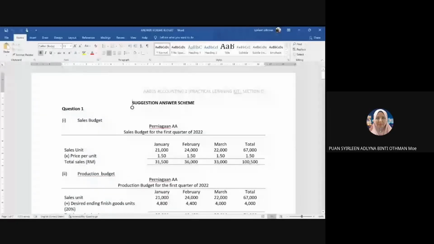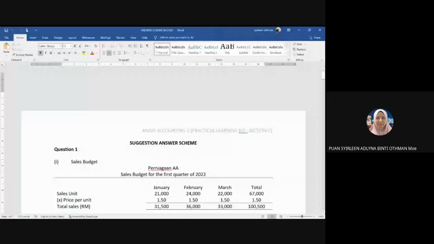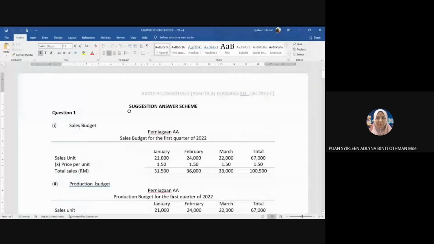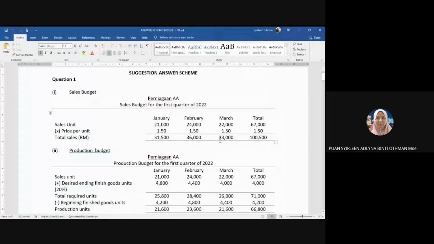Okay, this is question 1, Perniagaan AA. Perniagaan AA manufactures 2A pencils. These pencils are sold in boxes, with a box containing 6 pencils. A box is priced at RM1.50.